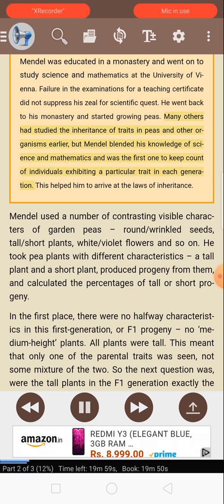Many others had studied the inheritance of traits in peas and other organisms earlier, but Mendel blended his knowledge of science and mathematics and was the first one to keep count of individuals exhibiting a particular trait in each generation. This helped him to arrive at the laws of inheritance.